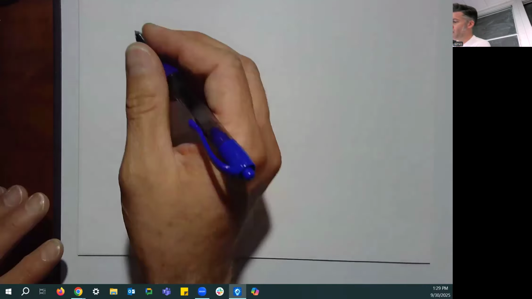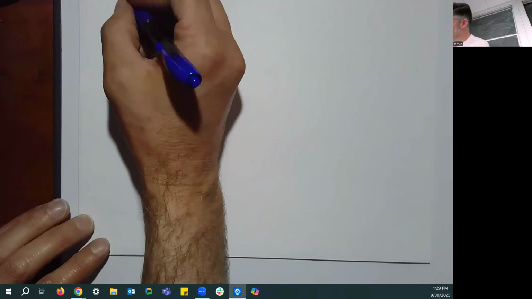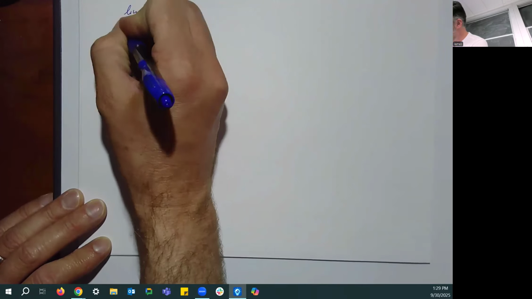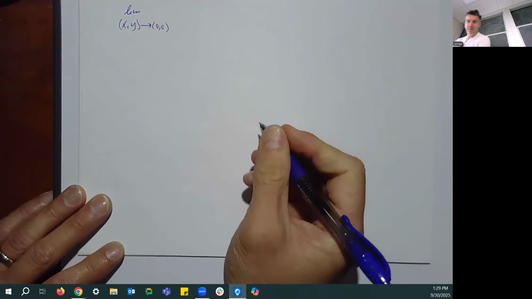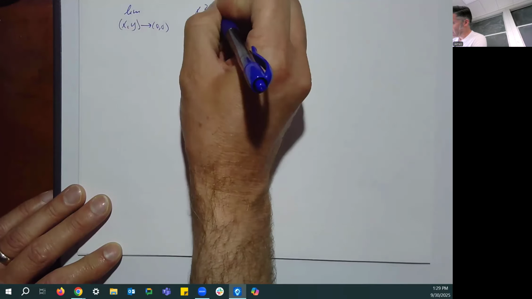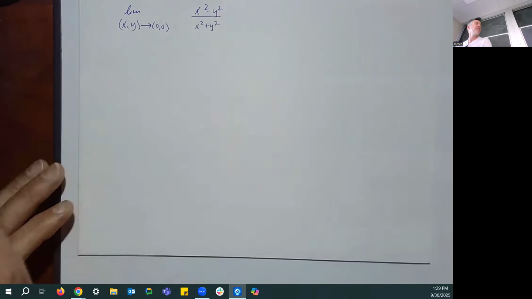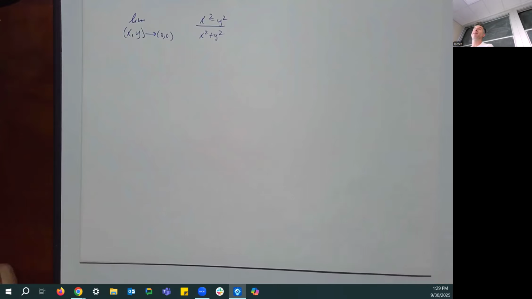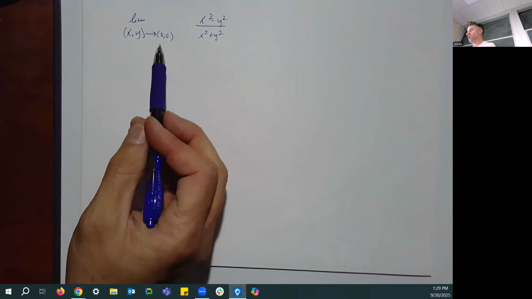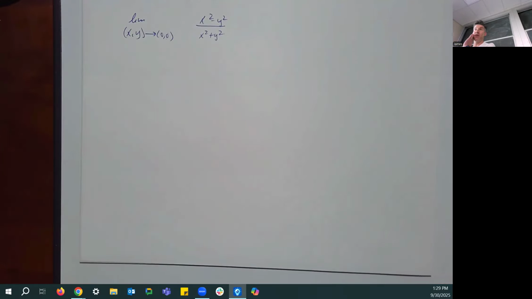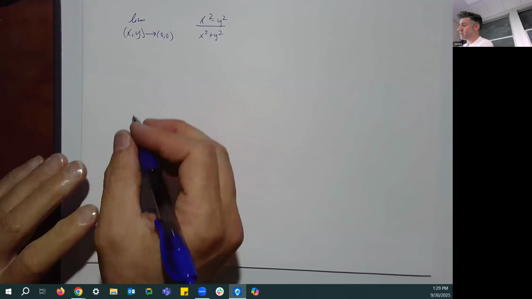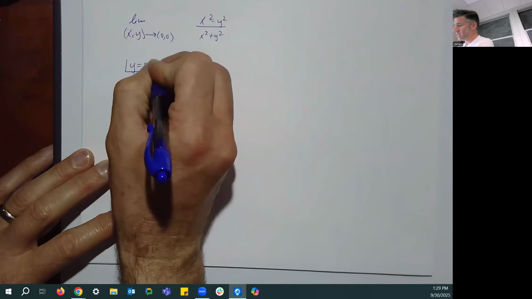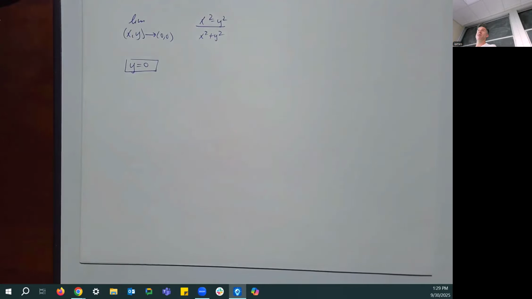Let's look at something like this example. Very quickly, the limit as x, y approaches 0, 0 of x squared minus y squared over x squared plus y squared. So here's the idea in a nutshell. You're going to pick a path, any path that goes through the point 0, 0. There's a lot of paths that go through 0, 0. One of the best ones to pick is the line y equal to 0. The line y equal to 0, which is just the x-axis, definitely goes to the origin.